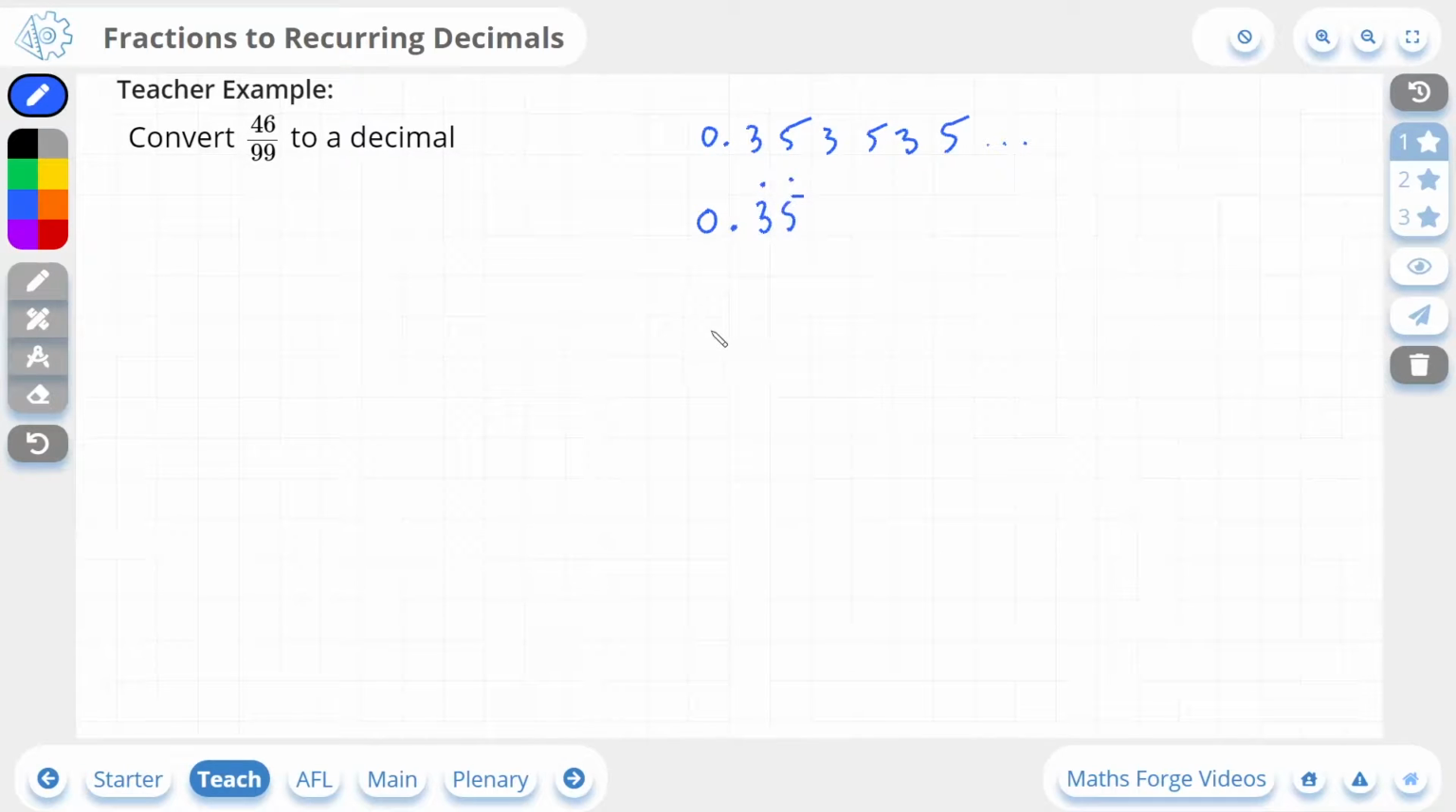Another example of a recurring decimal is 0.405, 405, 405. And a quick way of writing this would be 0.405 with the recurring dot on top of the 4 and on top of the 5. So this means that the numbers from 4 to 5 will keep recurring.